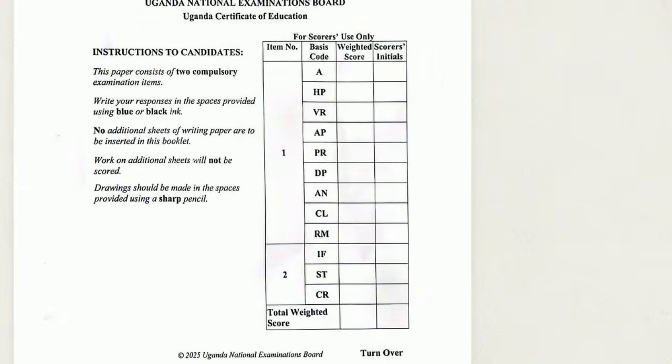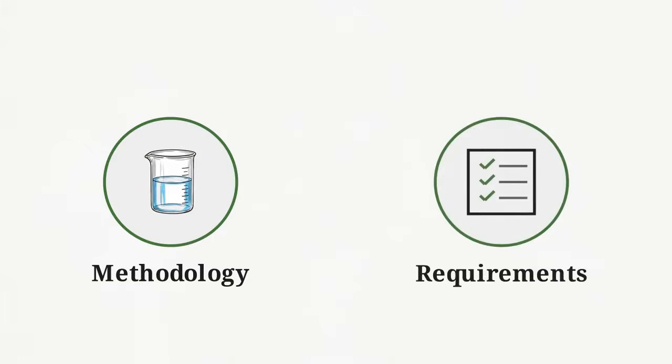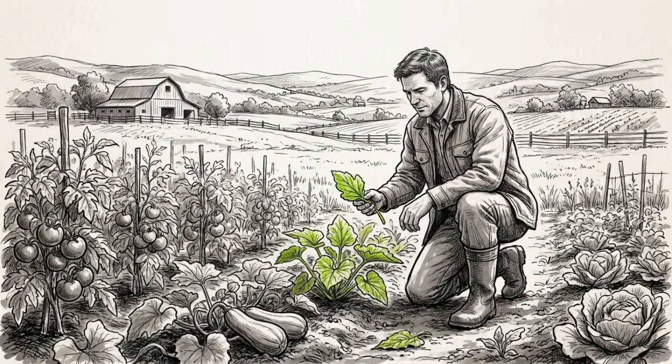The 4 scores use-only table lists basis codes A, HP, VR, AP, and PR, which act as the examiner's literal grading rubric. Success requires mapping your scientific methodology directly to these requirements. The competency-based curriculum shifts the focus to localized, real-world farming problems.